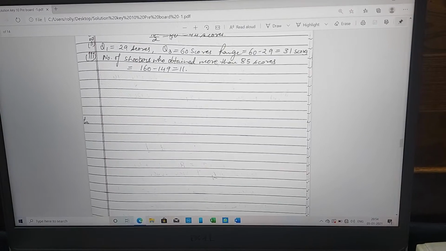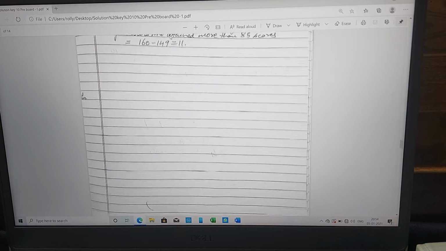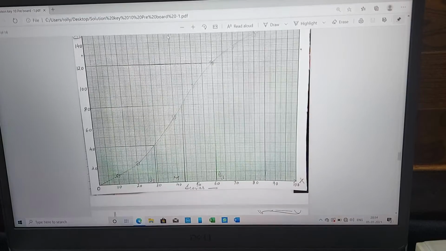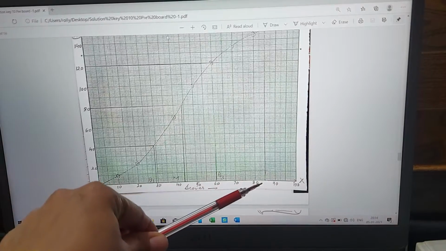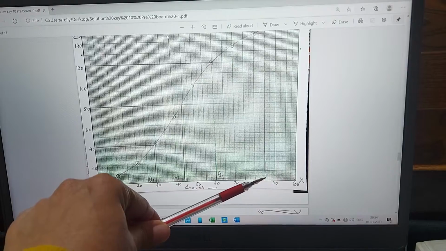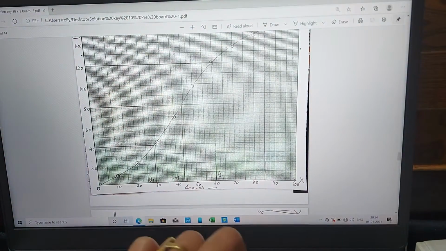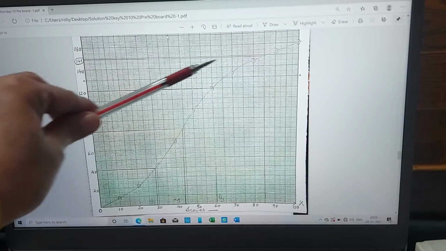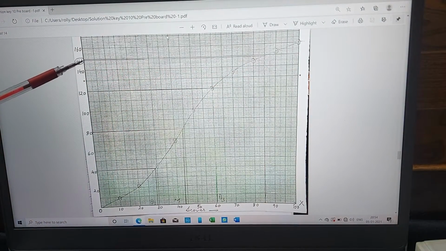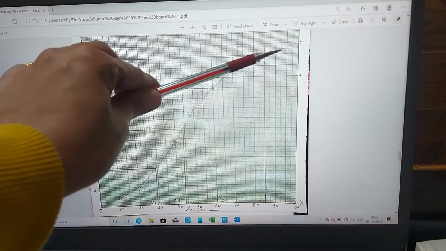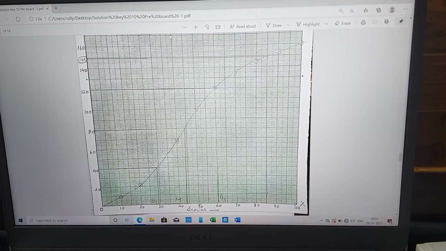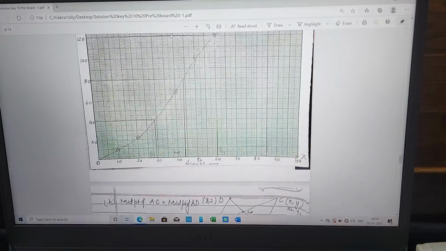Number of shooters who obtained more than 85 scores. So more than 85, we will see scores are represented on x-axis. So 85 is between 80 and 90. So 85 is here. We'll drop the perpendicular on the curve, and as you can see, the perpendicular reaches here. We have dropped the perpendicular from this point to the y-axis, and we have got the value as 149. So 160 minus 149, that will be the answer. Fine.